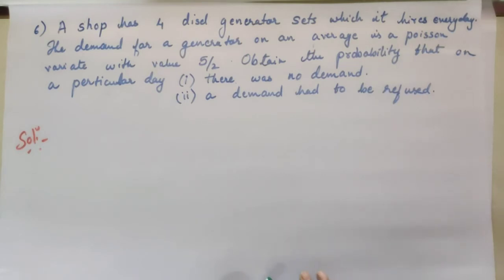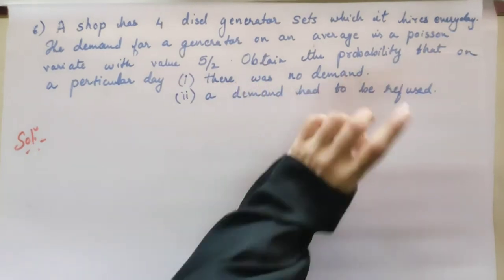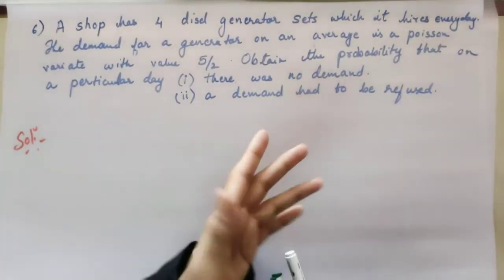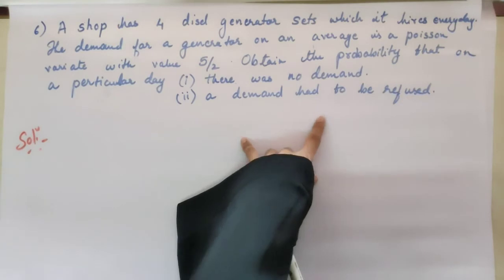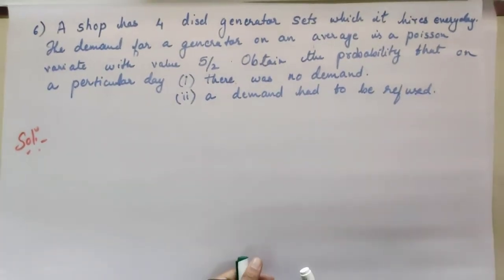If I say that x is the number of demands, then no demand means x is equal to 0, you can solve that. I'll let you know about that. Next, a demand had to be refused. You have to work out when a demand had to be refused.